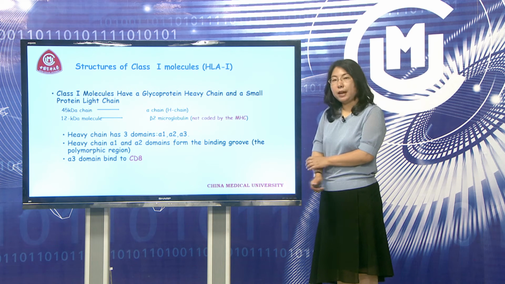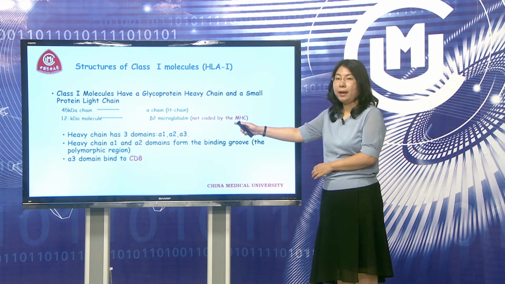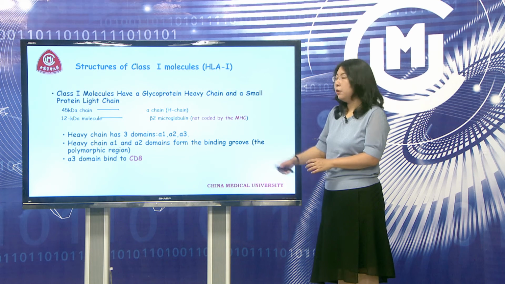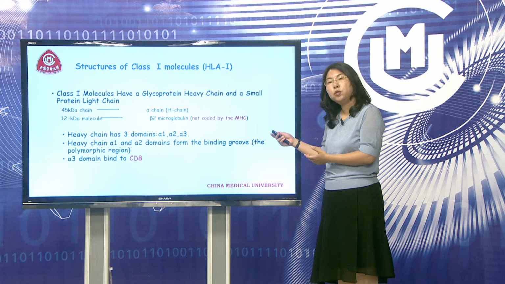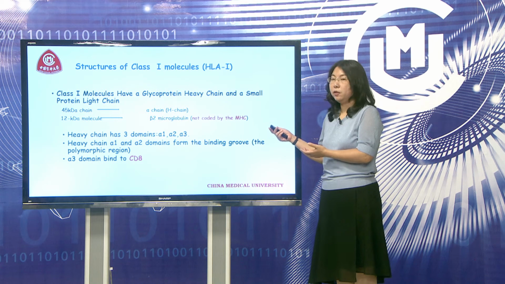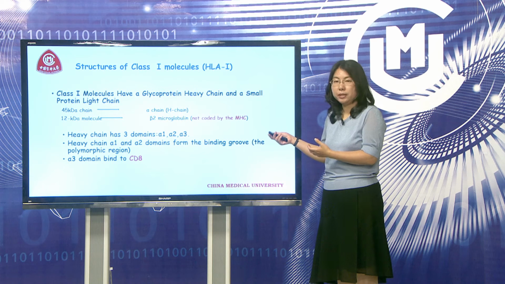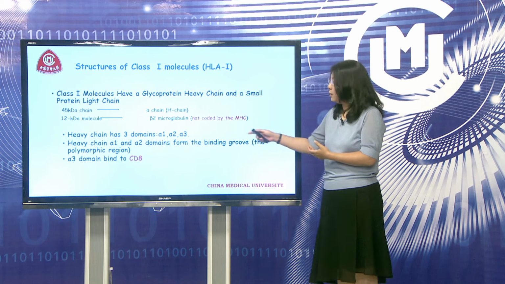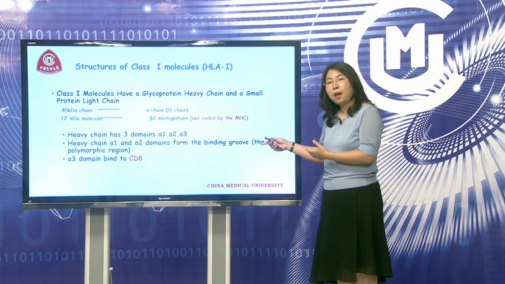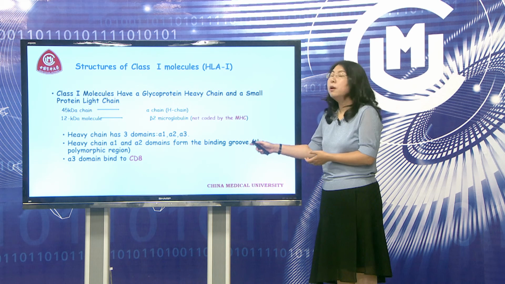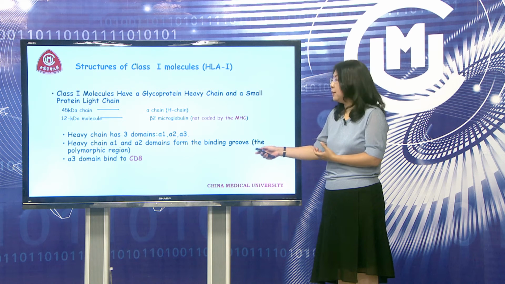The class 1 molecule has 3 domains: alpha 1 domain, alpha 2 domain, and alpha 3 domain. The function of the alpha 1 and alpha 2 domains is to present antigen. Next class we will learn the antigen presentation and also the T cell recognition. The alpha 1 and alpha 2 domains present antigen, and the alpha 3 domain will bind to one important T cell molecule. We call it CD8.